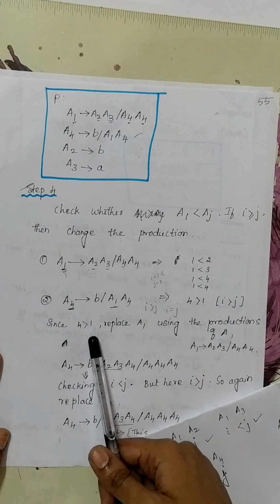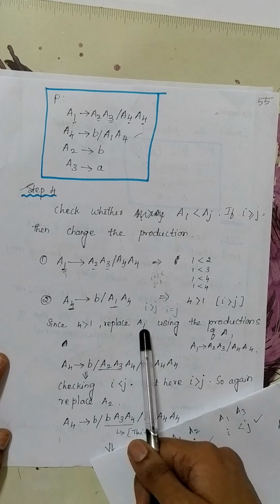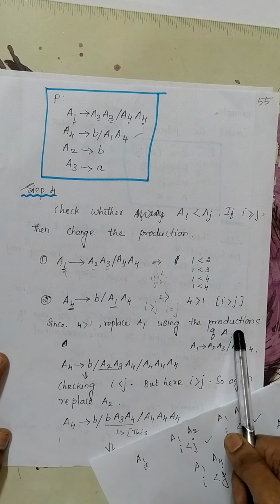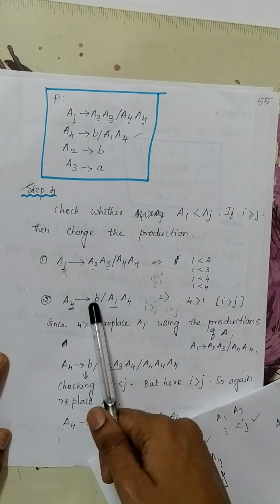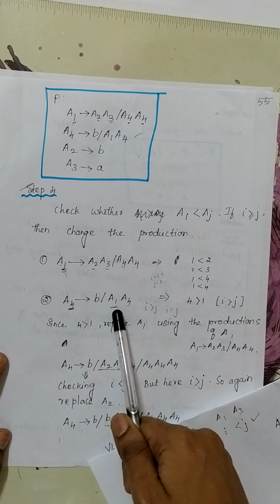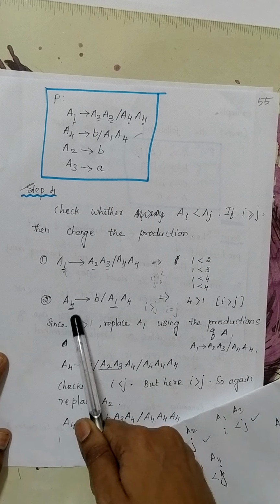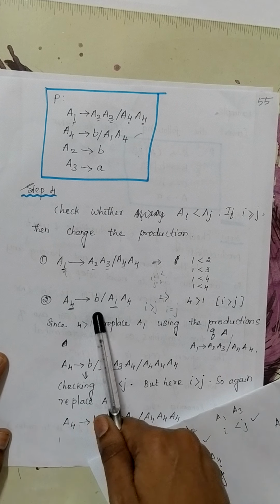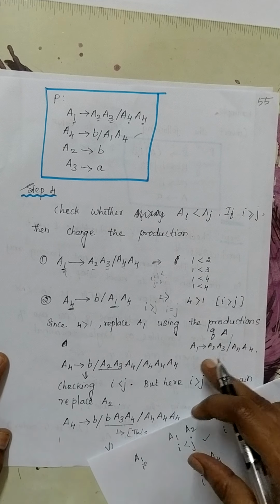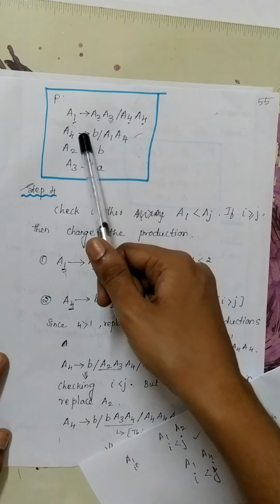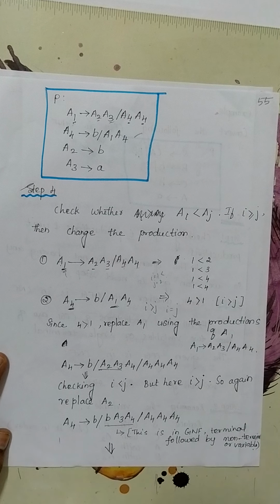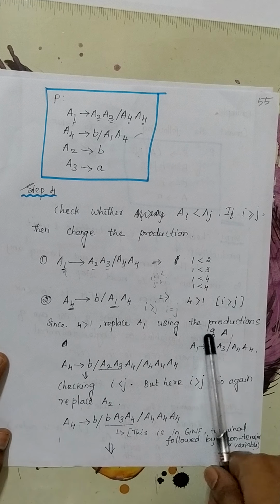So what we should do is replace this A1 using the productions of A1. Here A4 gives B or A1, A4. We know that I is greater than j while comparing A4 and A1. So we have to replace this A1 using the productions of A1, which are A2, A3 or A4, A4. So we are going to replace A1 with the productions of A1.